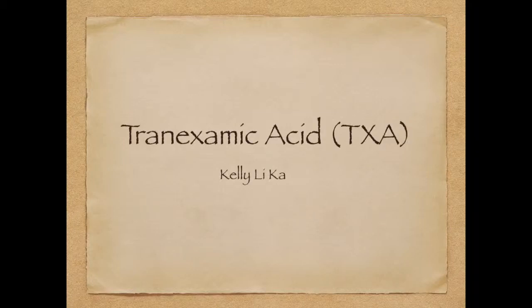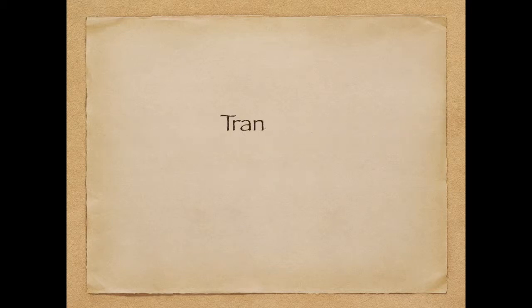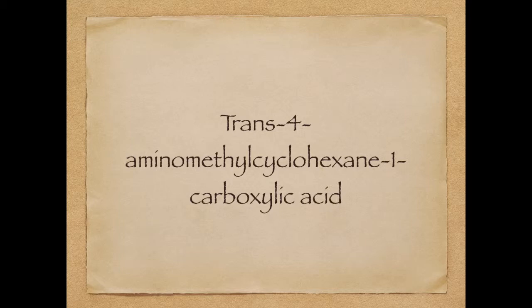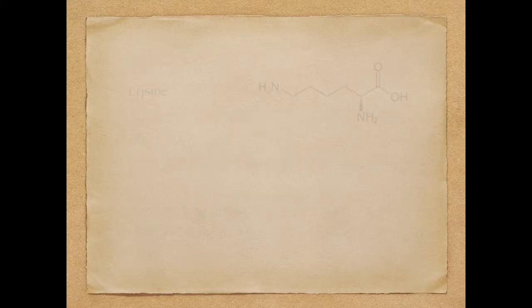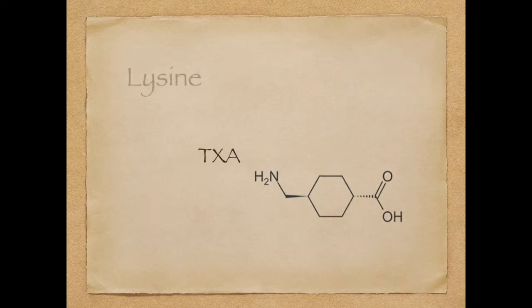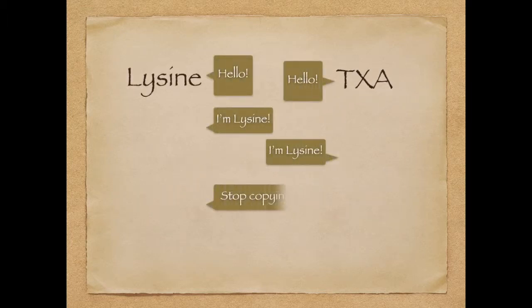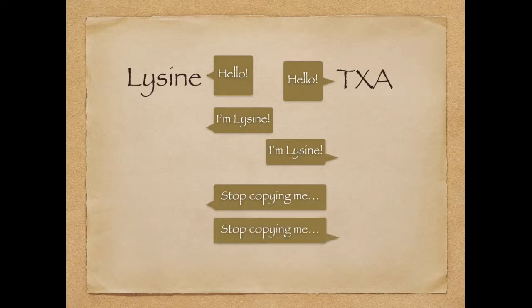Tranexamic acid. What is it and how is it useful? Trans-4-amino-methyl-cyclohexane 1-carboxylic acid, TXA for short, is a synthetic chemical which derives, or can be said to be an analogue, from the amino acid lysine. In other words, TXA replicates some of lysine's properties. Let's start from the top.